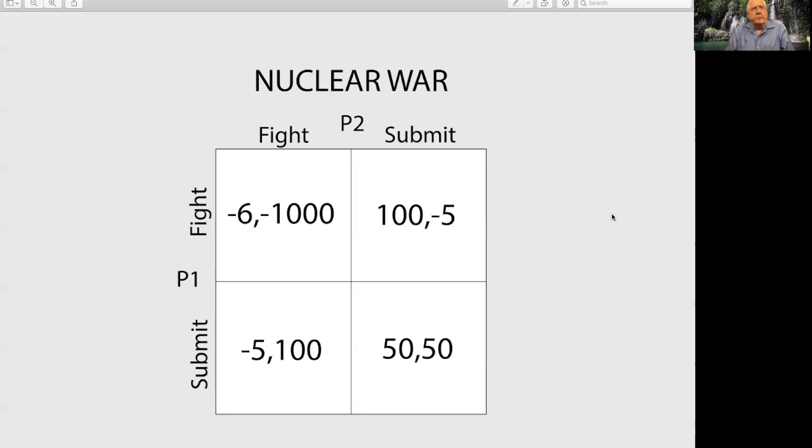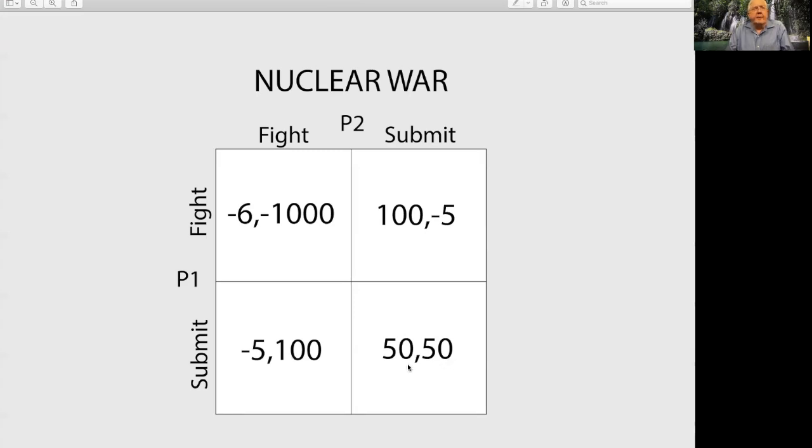On the other hand, if one of them fights and the other submits, the payoff is 100 and the other country loses 5. So what are the pure strategy Nash equilibria? Well, if country P2 chooses to fight, P1 should submit because minus 5 is not as bad as minus 6. And if P2 submits, then P1 should threaten to fight, and they would get paid 100, which is better than 50. If we go the other way and P1 chooses to fight, then clearly P2 should submit. Minus 5 is not as bad as minus 1,000. And if P1 submits, then clearly P2 should fight because 100 is better than 50.